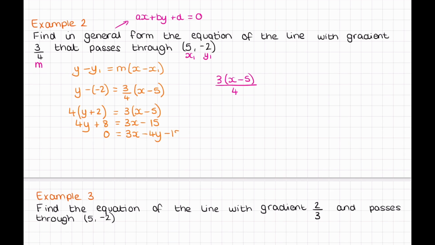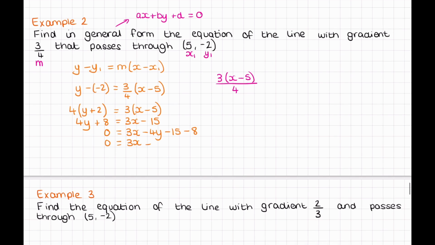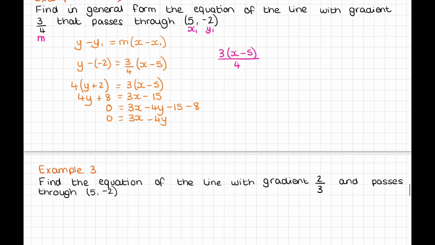We have minus 15, and to move the plus 8, we need to minus 8, and then just simplify that, and we'll have 3x minus 4y minus 23 equals 0, since minus 15 minus 8 is minus 23. And now we have it in that form.